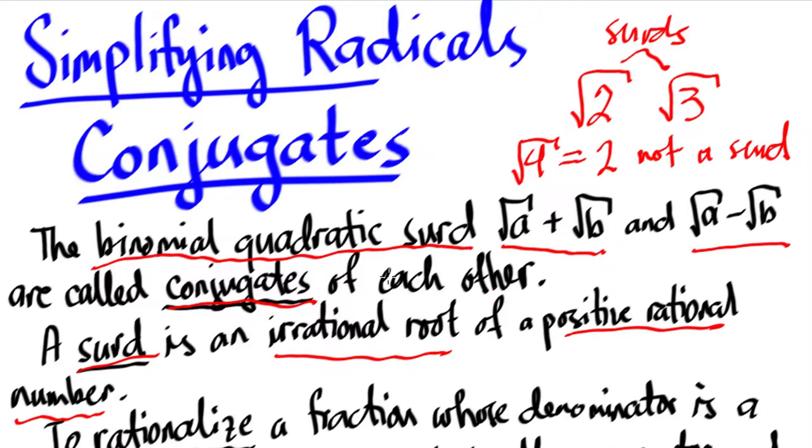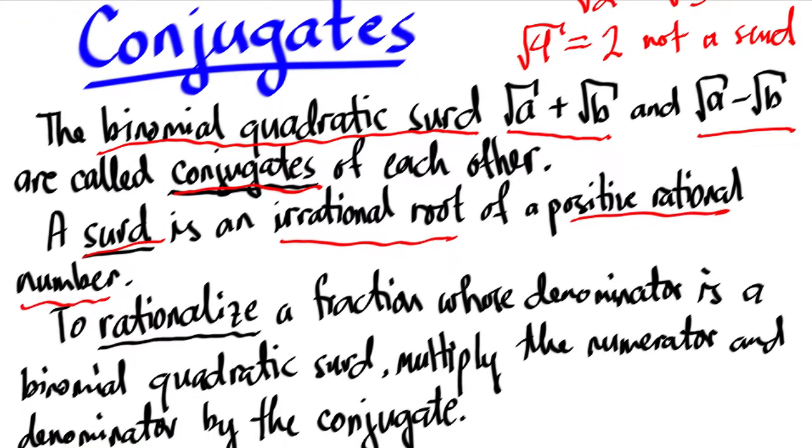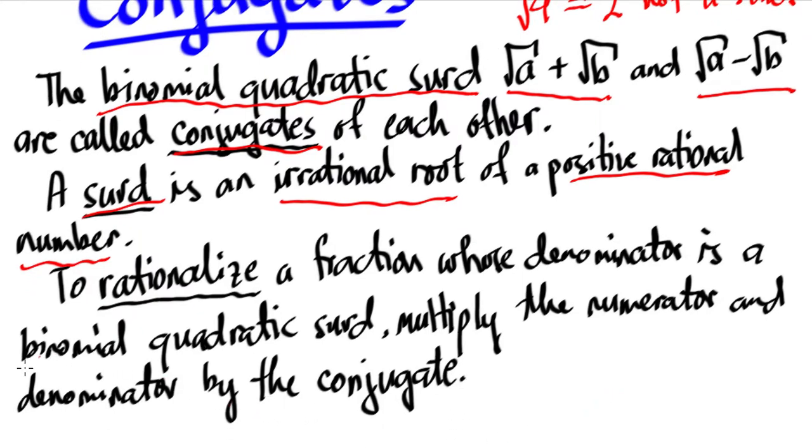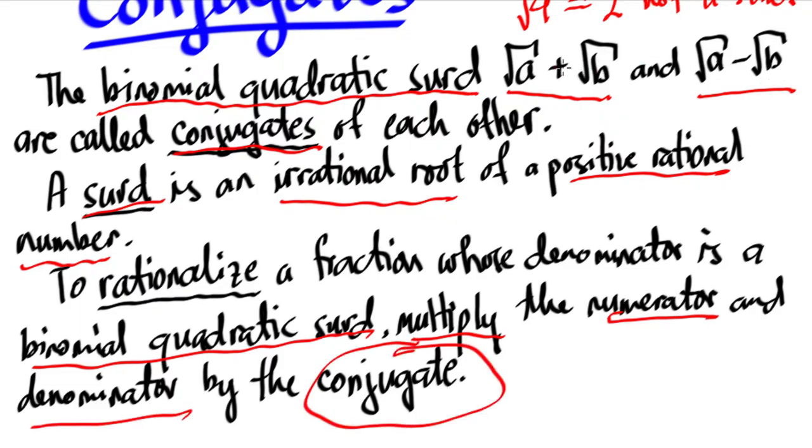So you can see the a here and b here are not perfect cubes, perfect squares, perfect roots rather. They are surds. They cannot be simplified. The conjugate of square root of a plus square root of b is square root of a minus square root of b. To rationalize a fraction whose denominator is a binomial quadratic surd, what we'll do is multiply the numerator and the denominator by its conjugate, which is something like the opposite sign of that number there.